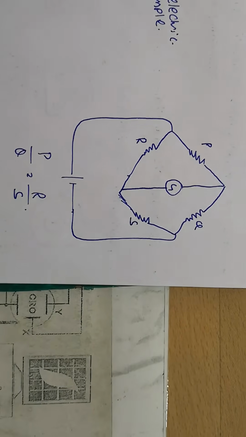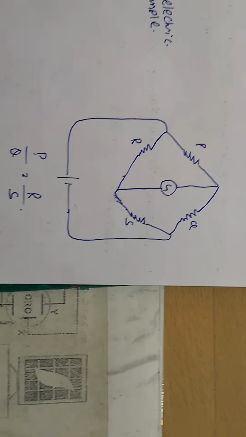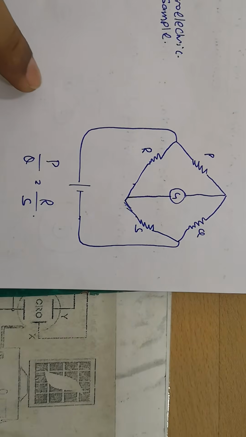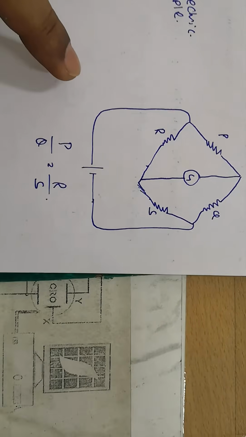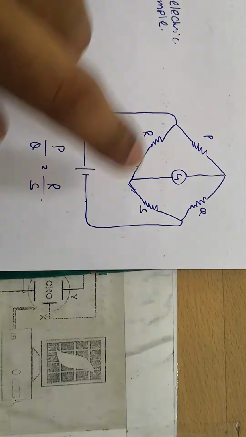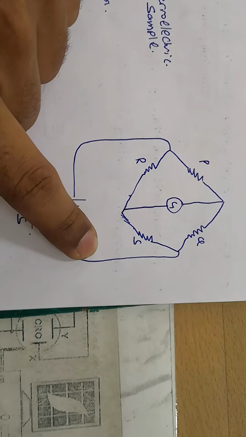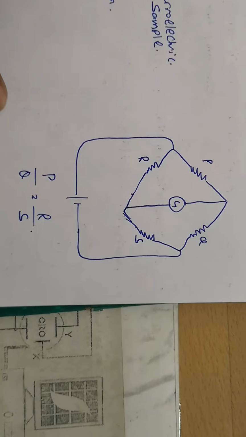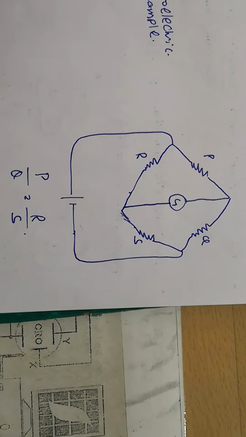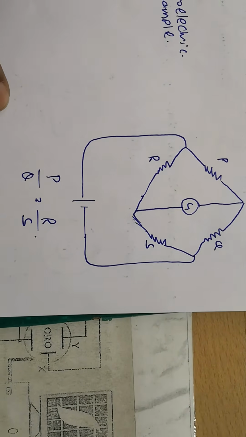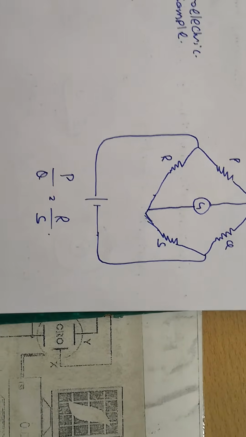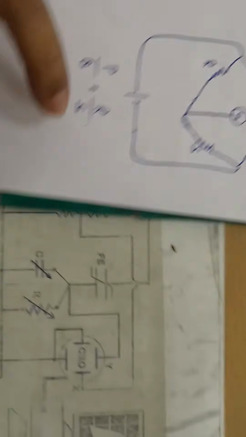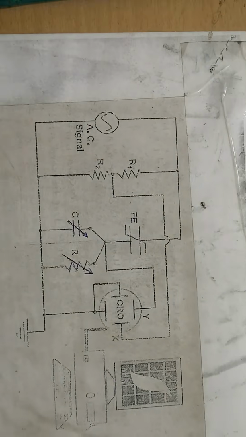In the balanced state of a Wheatstone bridge, our ratio here, P, Q, R and S, these are the resistances. So when the Wheatstone bridge is balanced, in that case P upon Q must be equal to R upon S, right? So basically the exact same theory we use in our Sawyer-Tower circuit, right?